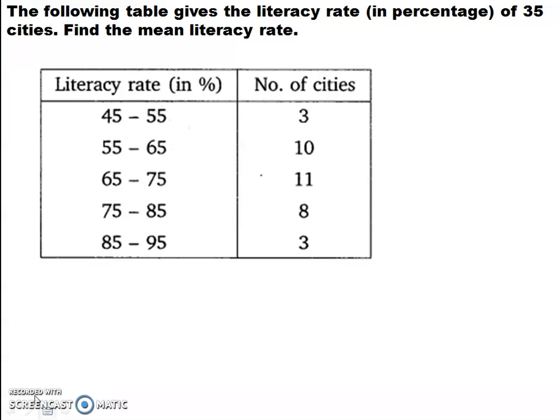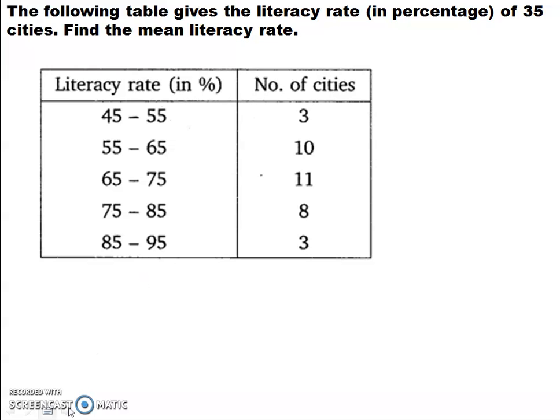Next question: the following table gives the literacy rate of 35 cities. Find the mean literacy rate. Students, look here. You have 45 to 55, 55 to 65, 65 to 75, all this, and here you have one and two digit numbers. Which mean method will you choose?